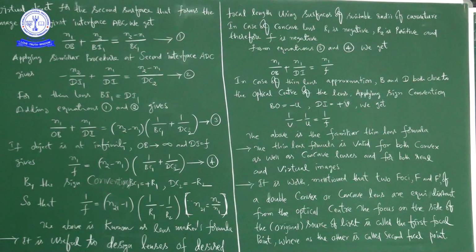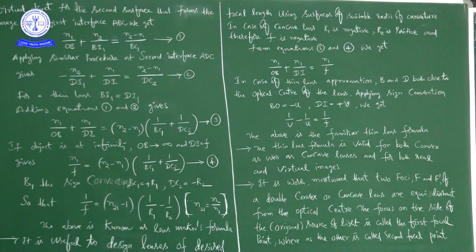Next, distances measured vertically upward from the principal axis should be taken as positive, and distances measured vertically downward from the principal axis should be taken as negative. So that is the Cartesian sign convention. You can apply it anywhere to get either positive or negative for a particular quantity, whether it is image distance, object distance, radius of curvature or focal length, whatever it may be.